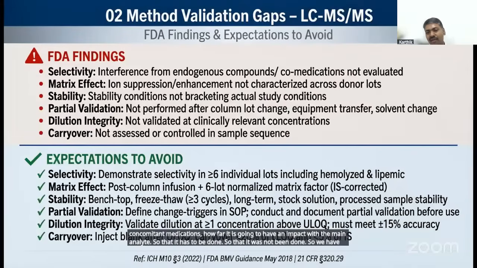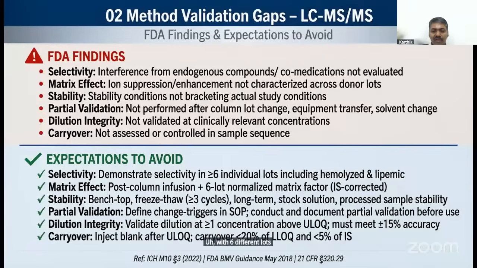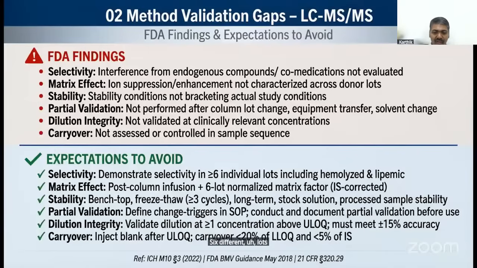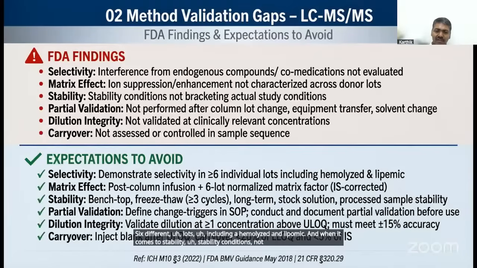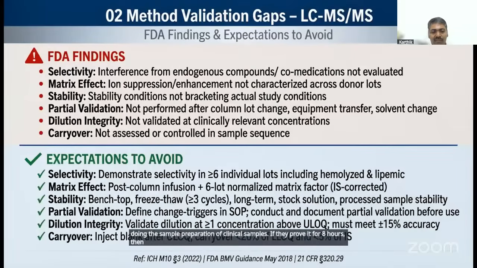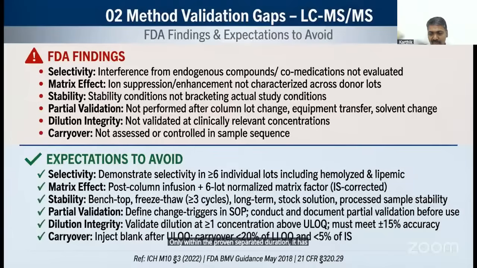We have to demonstrate selectivity with 6 different lots, including hemolyzed and lipemic, and the matrix effect, ion suppression and enhancement, is often not characterized across the donor lots. So the matrix effect also has to be done with 6 different lots, including hemolyzed and lipemic. When it comes to stability, the stability conditions should reflect the actual study conditions. If samples were kept on the bench for 10 hours during sample preparation of clinical samples but stability was proven for only 8 hours, there is a lack of stability duration. Similarly for stock solutions, autosampler stability, and freeze-thaw stability, how many times they have been taken out of the freezer and used, sample analysis has to be done only within the proven stability duration.